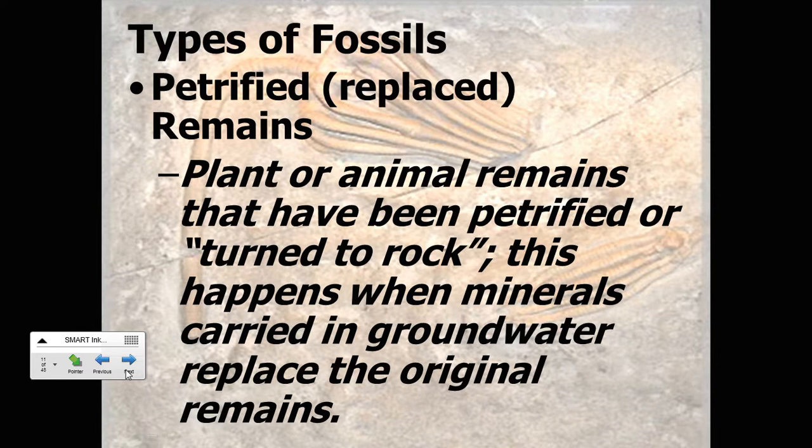Petrified or replaced remains. If you've ever found a piece of petrified wood, it looks exactly like a piece of wood except it's stone. Plant or animal remains that have been petrified or turned to rock. This happens when minerals carried in the groundwater replace the original remains. So the original stuff gets washed away by the water and gets filled in by minerals that harden and calcify or solidify. Think like stalactite, stalagmite, same thing.